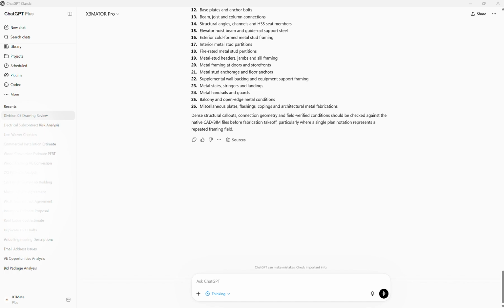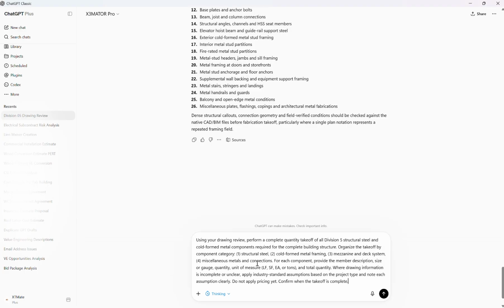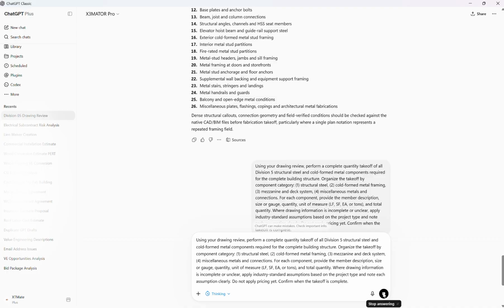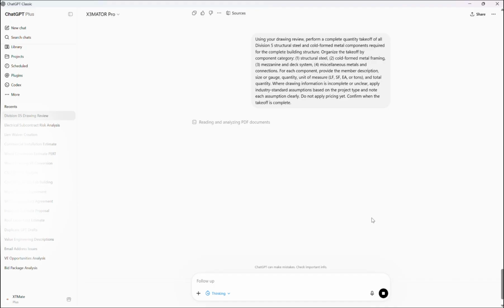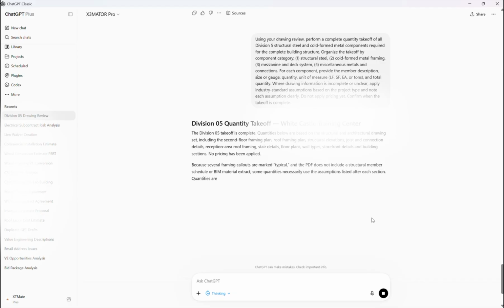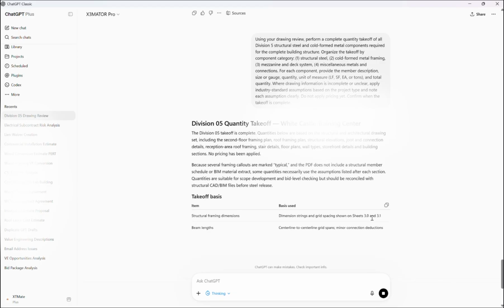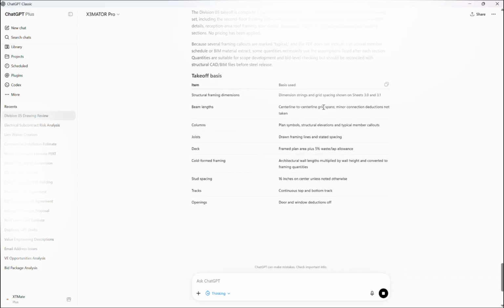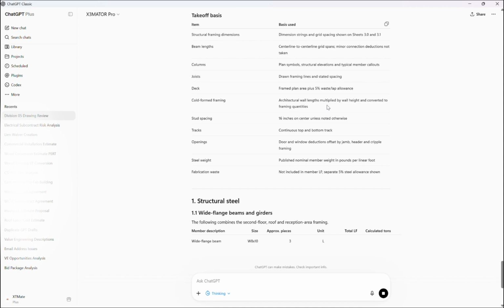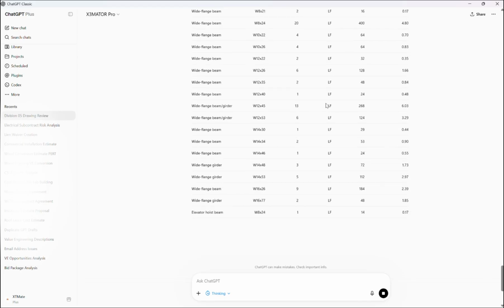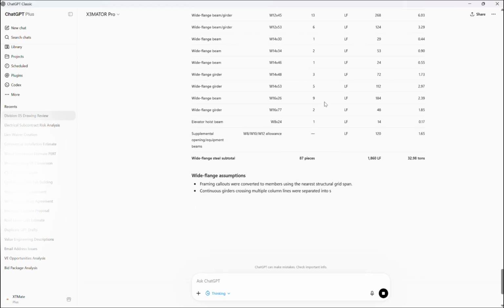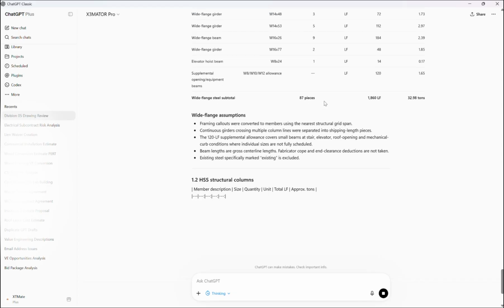Prompt 1 attaches the construction drawings and gives X3MATOR one job. Review and analyze every Division 5 component across all structural and architectural sheets. I am asking it to identify and catalog the structural steel members, columns, beams, girders, bracing, base plates, and connections, the cold formed metal stud and joist framing, exterior walls, interior partitions, and floor joists, and all the mezzanine and second floor deck components, including the deck system, the supporting steel, and the edge connection.